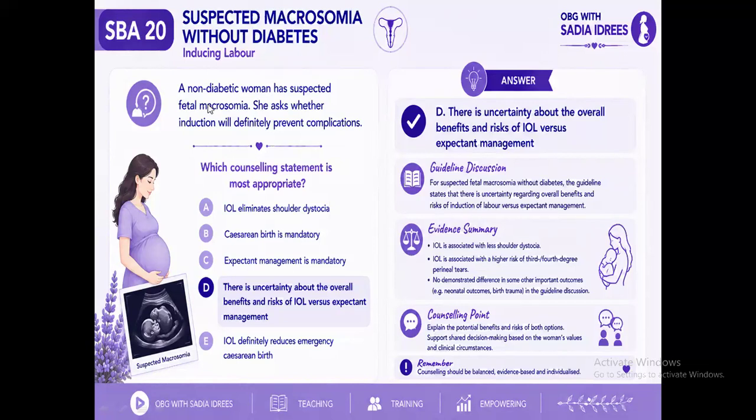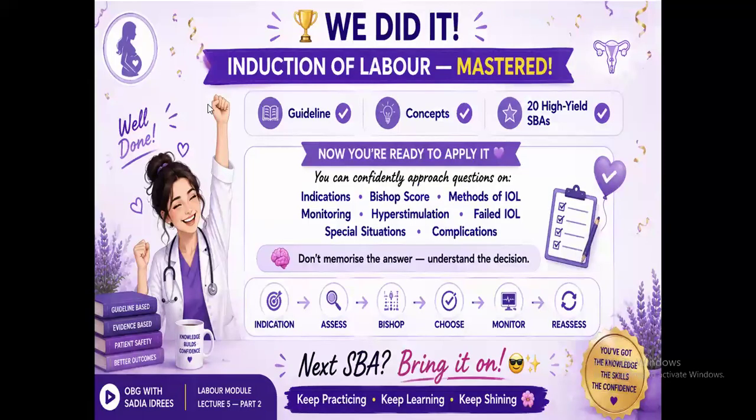And finally, we did it. 20 high yield questions on induction of labor completed. And now tell me yours. So was it 20 of 20 or 18 out of 20 or 15 out of 20, or did the Bishop score and hyperstimulation attack you somewhere in the middle? Whatever your score was, don't just count your correct answers. Go back to the questions you got wrong and ask, why did I choose the wrong option? Because that is where your real learning happened.